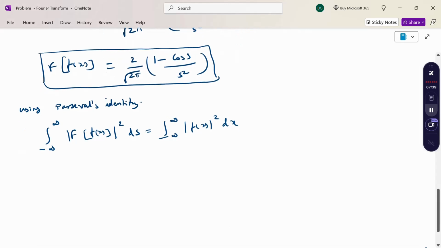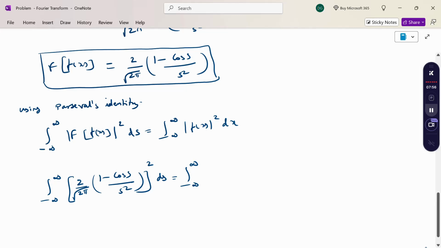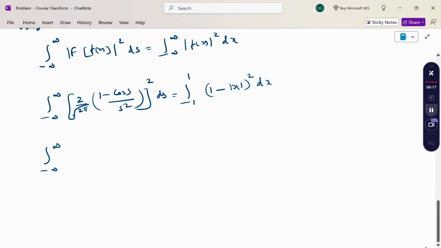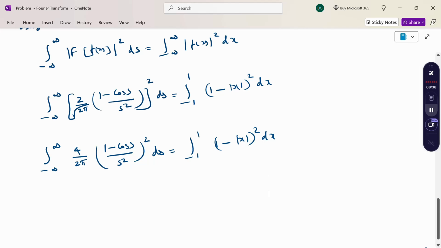Now, substituting the Fourier transform value here: the integral from minus infinity to plus infinity of the square of 2 by the square root of 2 pi times (1 minus cos s) by s squared, ds, equals the integral of f(x) squared. We already know f(x) is only in the range minus 1 to plus 1, equal to 1 minus modulus of x, so we square that, dx. This gives 4 by 2 pi times ((1 minus cos s) by s squared) whole squared ds on the left, and the integral from minus 1 to 1 of (1 minus modulus of x) squared on the right. Then we apply the even function property.